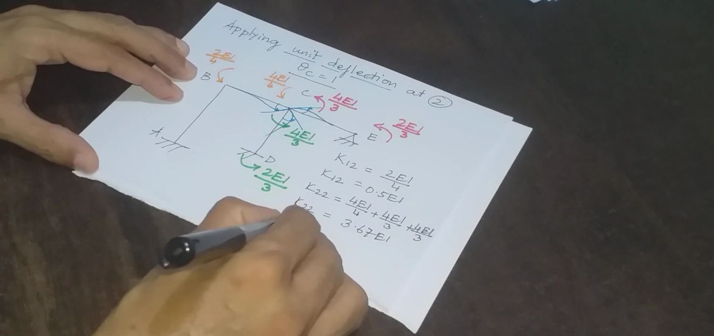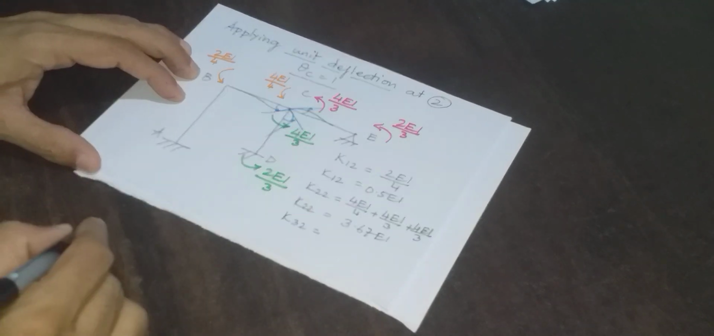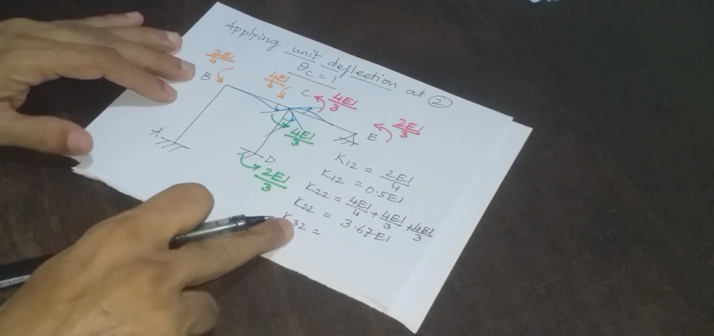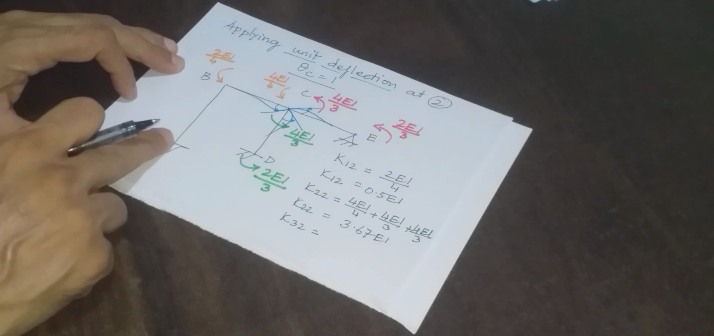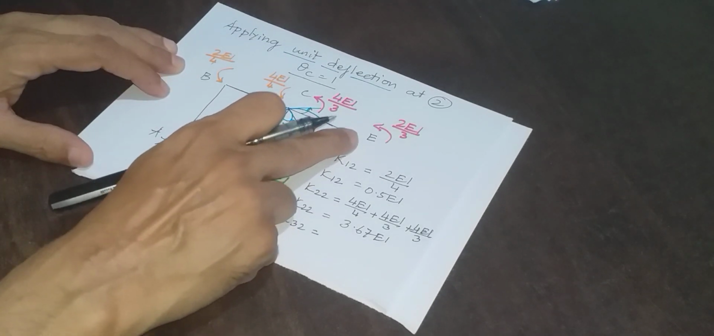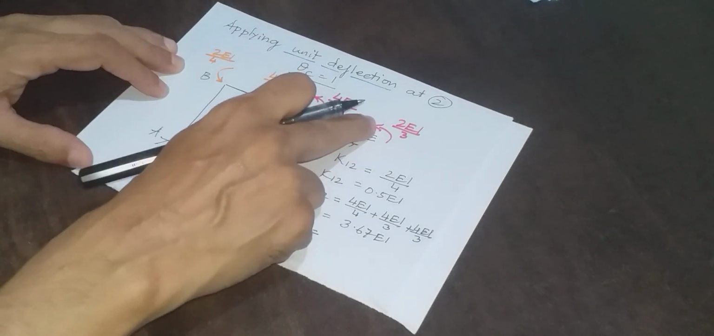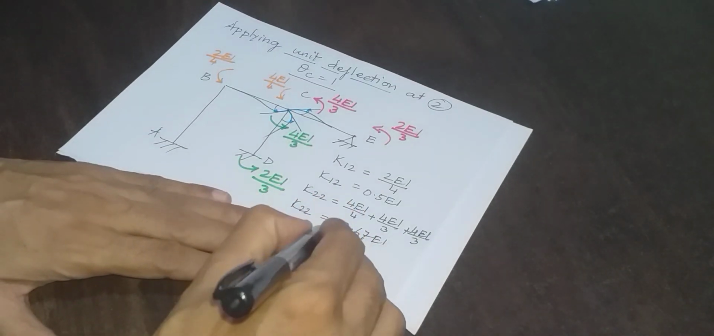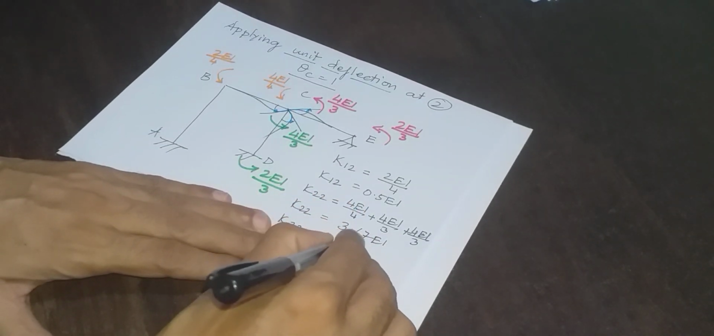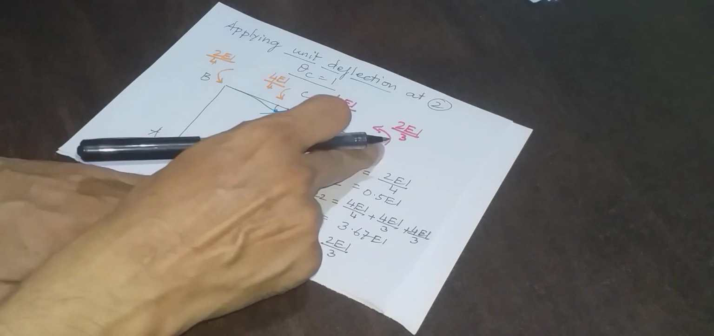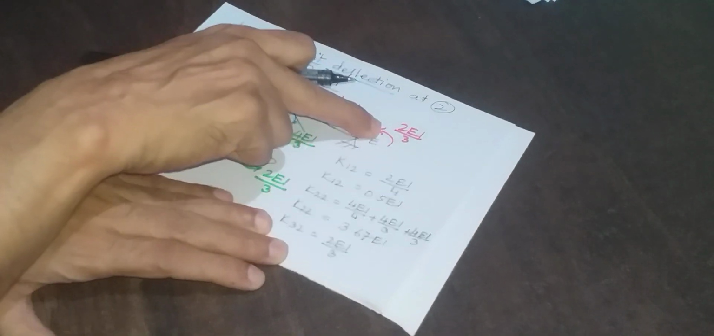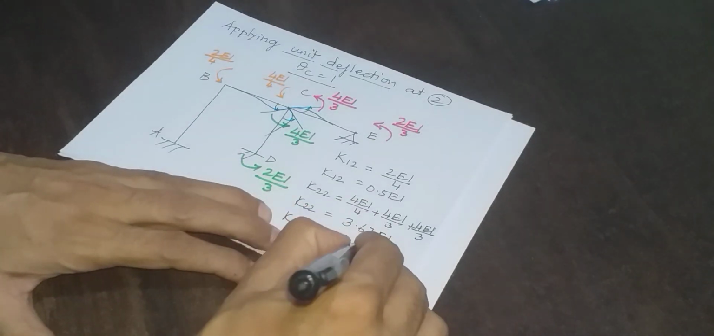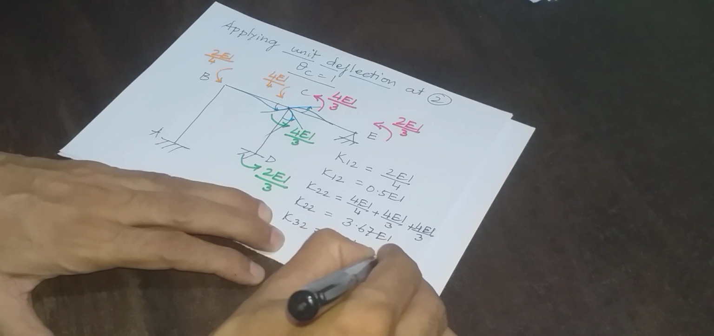And last, K32, force at coordinate 3 due to unit deflection at coordinate 2. This is the diagram of unit deflection at coordinate 2. Where is coordinate 3? Coordinate 3 is at E. It is anticlockwise. So what is the anticlockwise force at the coordinate? 2 EI by 3. Since assumed direction is anticlockwise and force generated is also anticlockwise, it is positive. So that is 0.67 EI.